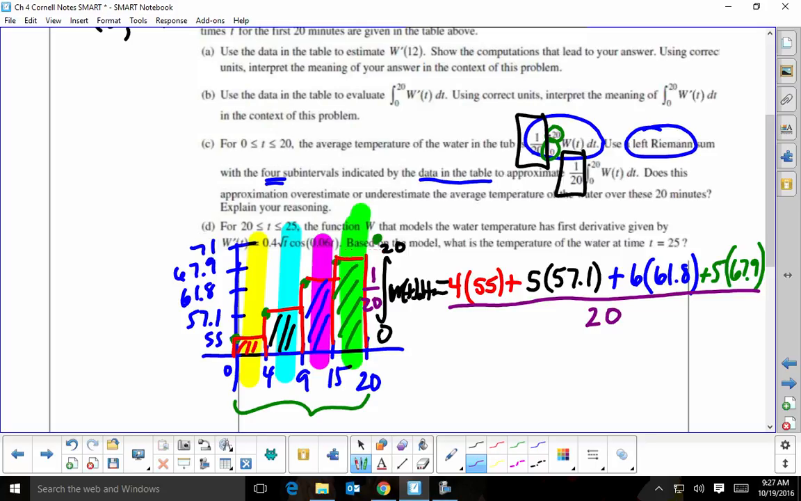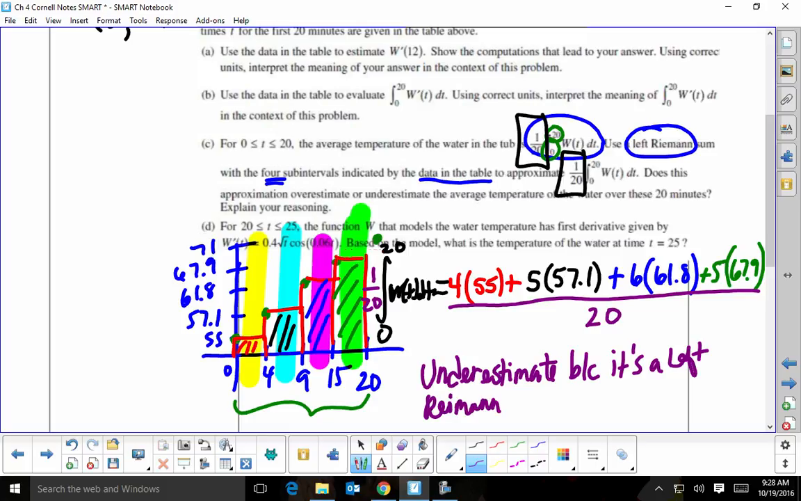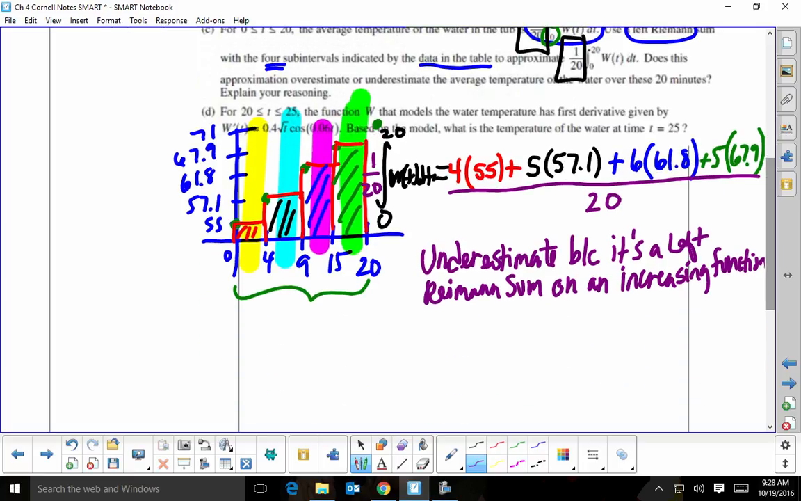Laura, what'd you put? Mine had it's underestimated because we want to see the area below the curve. Not always. Because it's a left Riemann sum on a what? On a decreasing or increasing? Increasing. Okay, so if we're kind of writing how Laura was writing it, that's what you could say. How many of you said underestimate because W of t is increasing? Full points. Okay? So that's good.